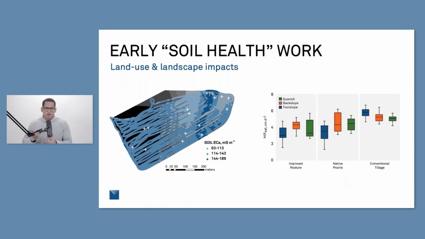And so you'll see we were looking at primarily the summit, the back slope, and the foot slope when we're trying to look at what we call the catena effect, and how these hill slope positions impact some of these soil properties. And of course, looking across the different land uses.